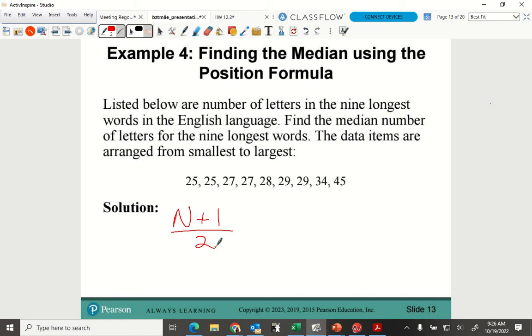So how many do I have here? 1, 2, 3, 4, 5, 6, 7, 8, 9. I have 9 of them, right? So this is going to turn into 9 plus 1 divided by 2. 9 plus 1 is 10, divided by 2 is 5. So I want the 5th place. 1, 2, 3, 4, 5. 5th place.